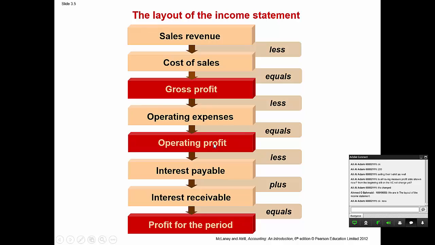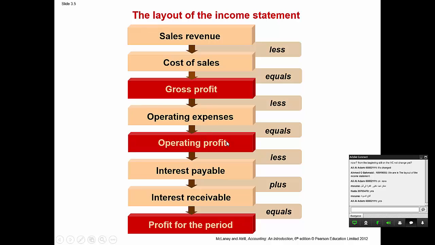Okay, and we have not finished yet. Now we have the operating profit. The operating profit is the net profit before we remove the tax or zakat or depreciation from it. So these are the items that exist in the income statement. This is what we call the layout of the income statement. The most important thing here is that sales revenue minus cost equals gross profit, and gross profit minus operating expenses gives us the operating profit.